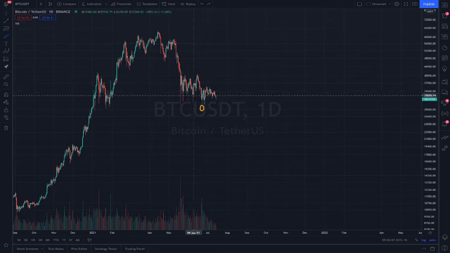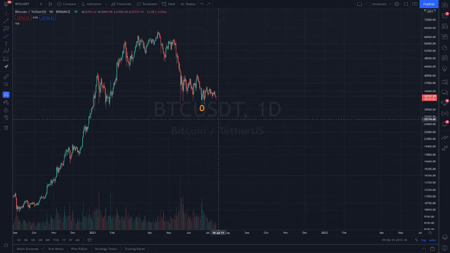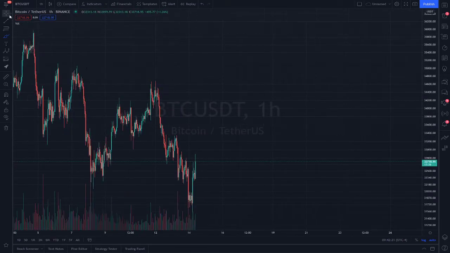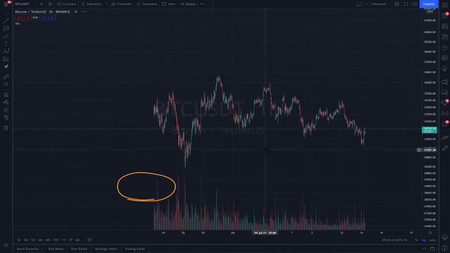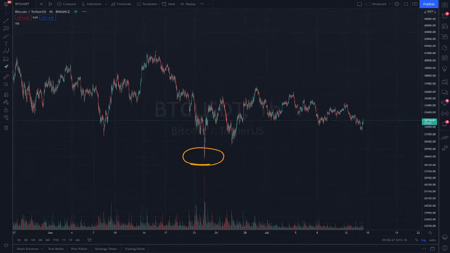So that's as simple as I can make it. Is that the low, or do we have one more low to make? And I cannot answer that question at the moment. We need to let price action dictate that to us. But basically I'm saying this so that you understand where my two scenarios are coming from.